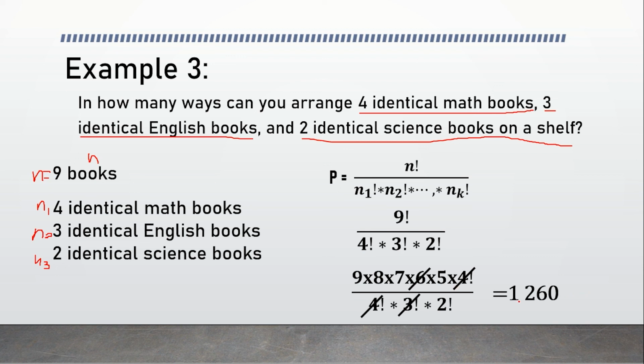So there are 1,260 ways that we can arrange the 4 identical math books, 3 identical English books, and 2 identical science books.